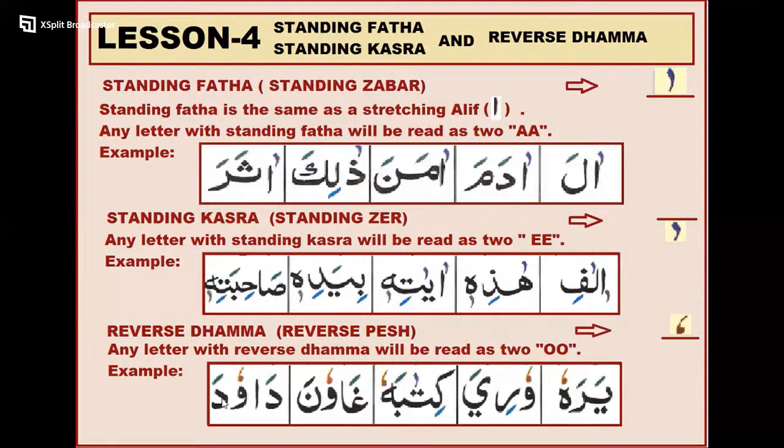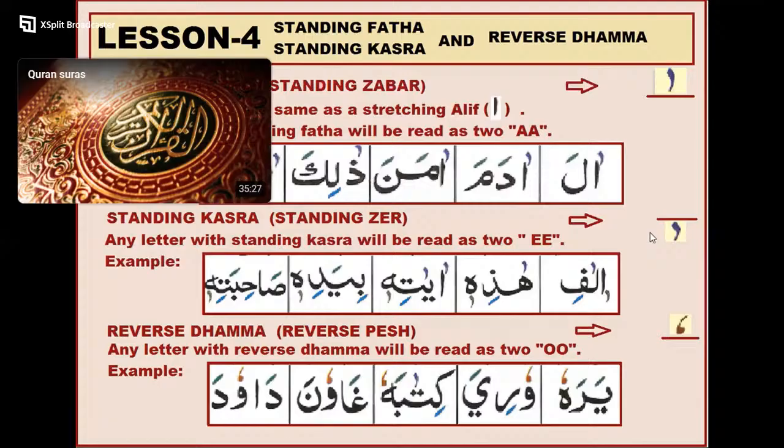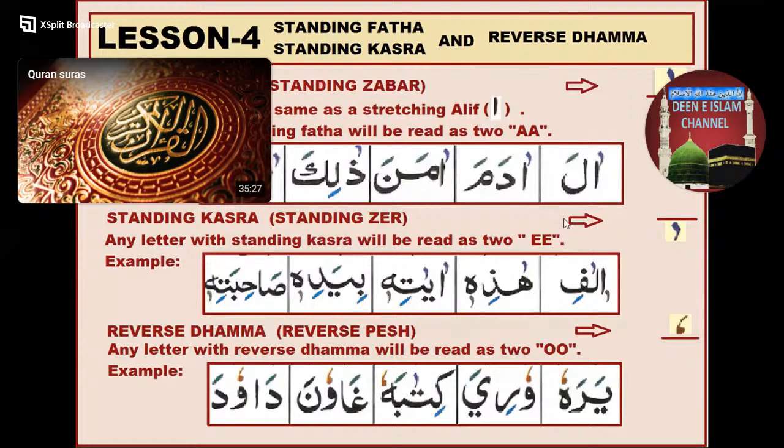So in lesson 3, you learned alif mad, waw mad, and ya mad. Alif mad is the same sound level as standing fatha, waw mad is the same stretching sound as reverse dhamma, and ya mad is the same stretching sound as standing kasra. So, inshallah, when you read the Quran, wherever you see these stretching signs or stretching mads, stretch them properly. Jazakumullah khair. Assalamu alaikum wa rahmatullahi wa barakatuh.